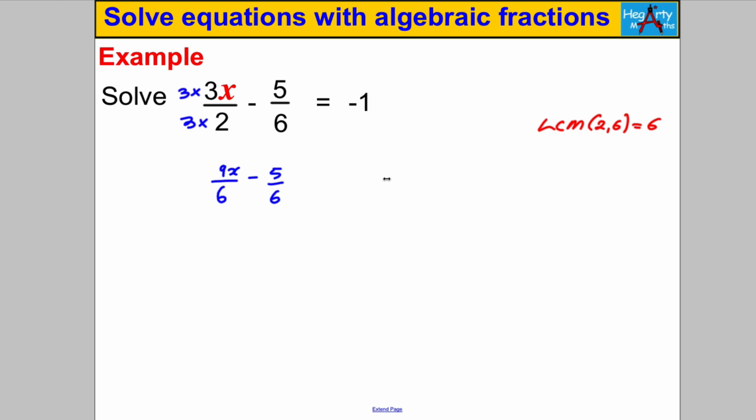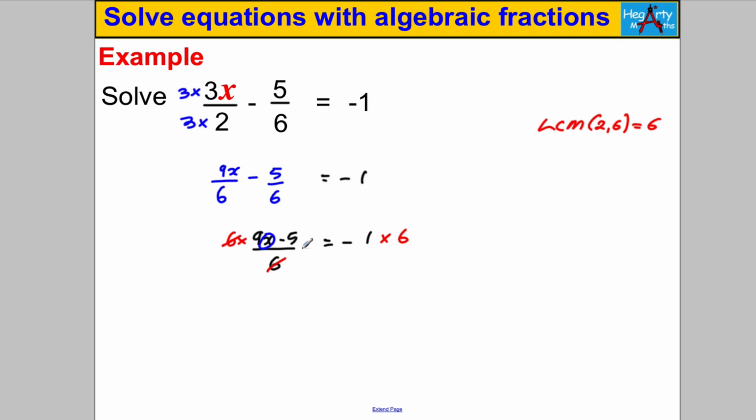And don't forget this thing is equal to negative 1. 9x over 6 take away 5 over 6 is going to be 9x take away 5 over 6 is equal to negative 1. They're just subtracting the numerators when the denominators are the same. And now I need to solve for x. So what I'm going to do to both sides, I'm going to multiply both sides by 6 to cancel this divide by 6 here, but I've got to do it to both sides.